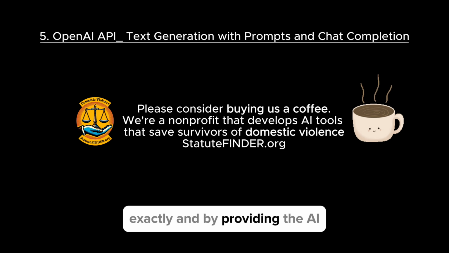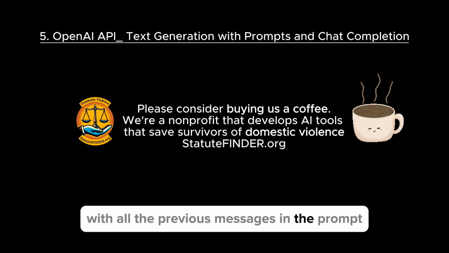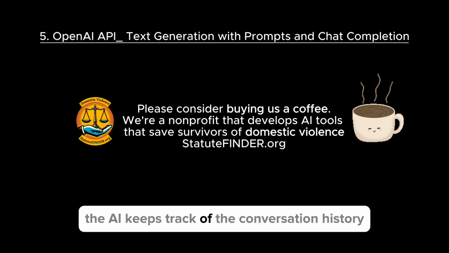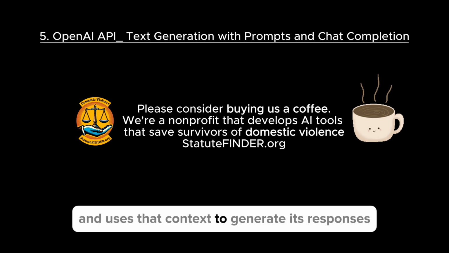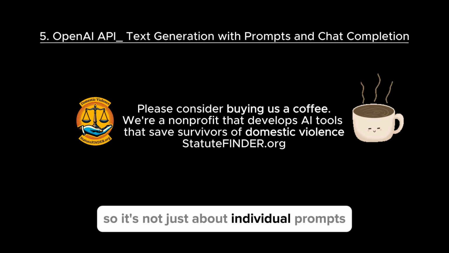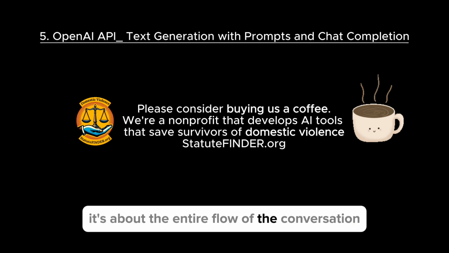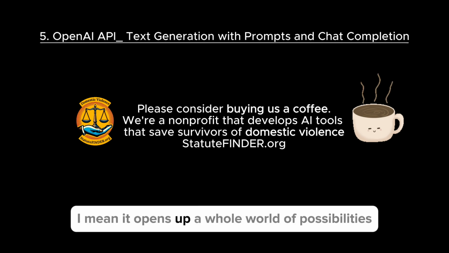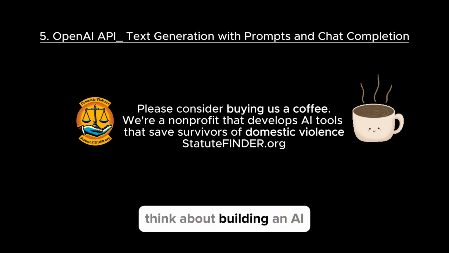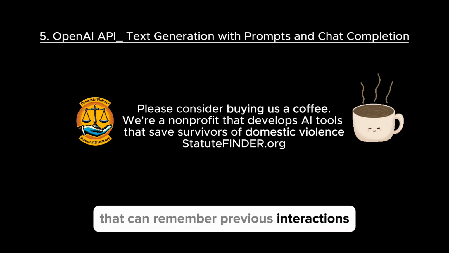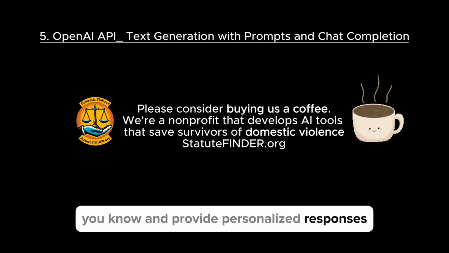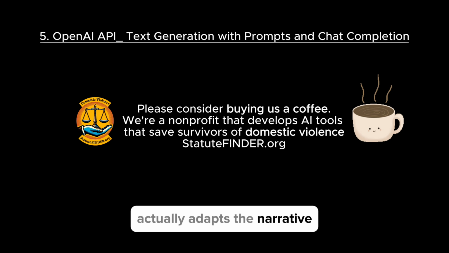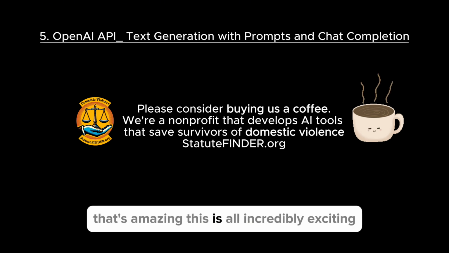Exactly. And by providing the AI with all the previous messages in the prompt, you're essentially simulating that back and forth exchange. The AI keeps track of the conversation history and uses that context to generate its responses. So it's not just about individual prompts, it's about the entire flow of the conversation. Precisely. This ability to maintain context over multiple turns opens up a whole world of possibilities. Think about building an AI-powered chatbot that can remember previous interactions and provide personalized responses. Or imagine creating an interactive story where the AI actually adapts the narrative based on the choices you make. That's amazing. This is all incredibly exciting.